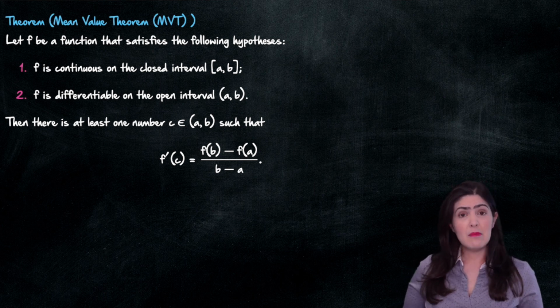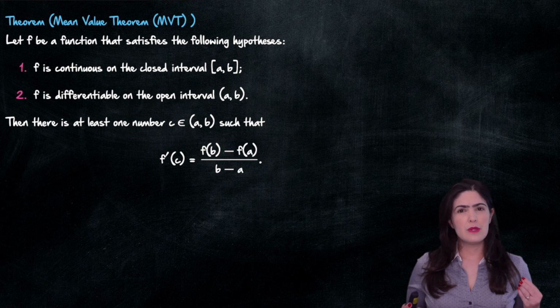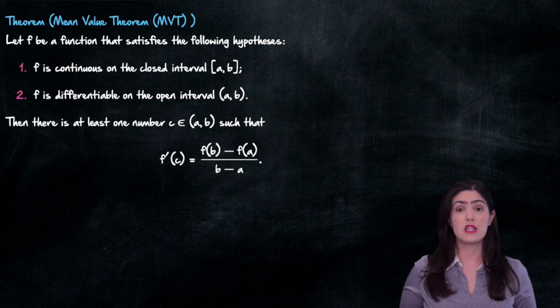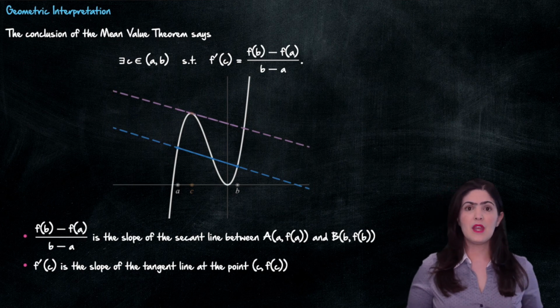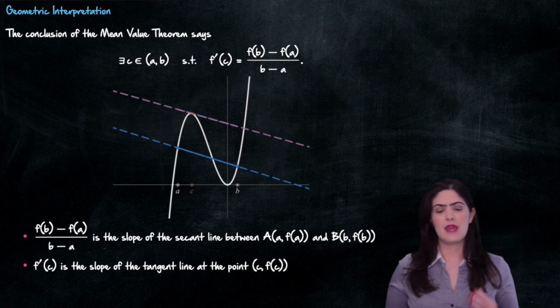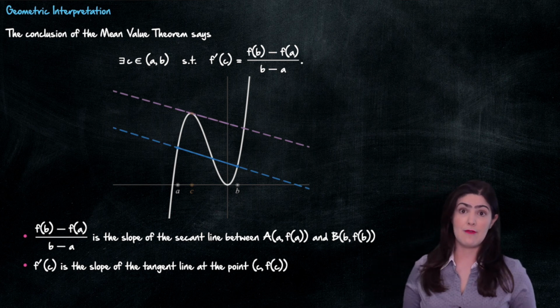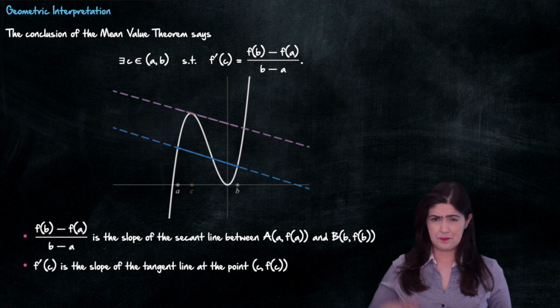So with this in mind, let's see if we can take a closer look at the conclusion of this theorem and see if we can interpret it geometrically. The conclusion of the mean value theorem tells me that there exists a c such that f prime of c is equal to f of b minus f of a over b minus a.